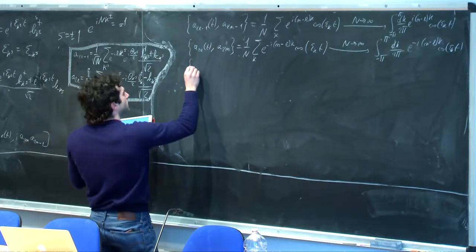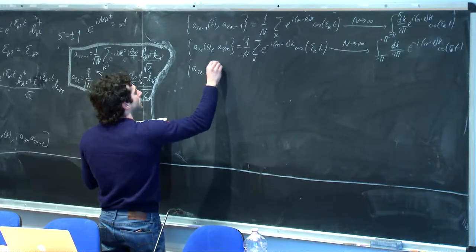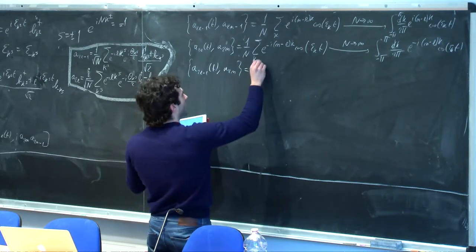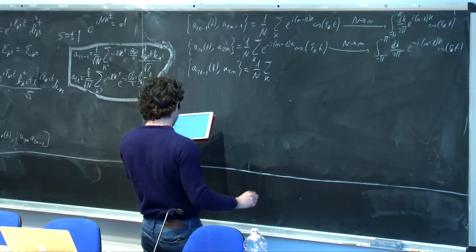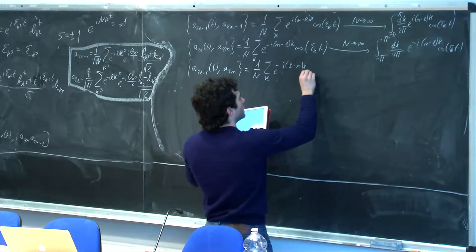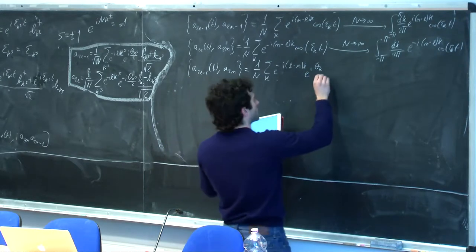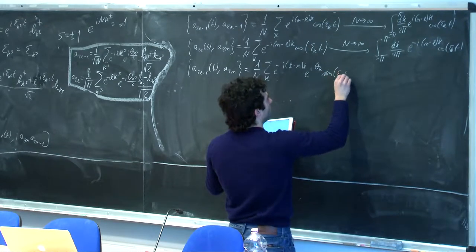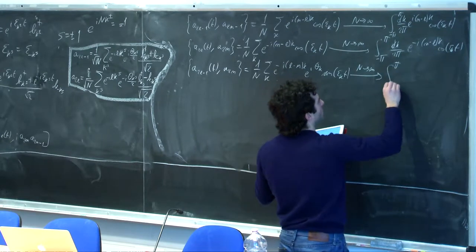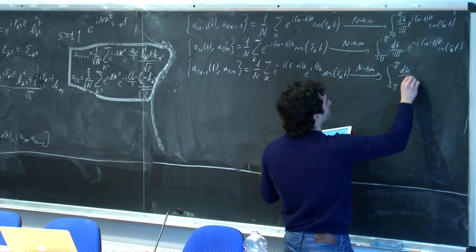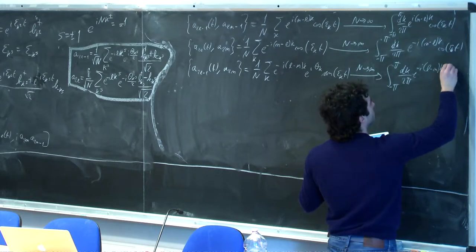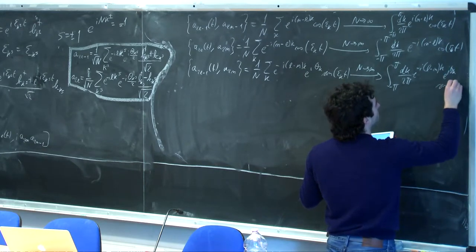Then you have A_{2l-1}(t) with A_{2n}. This is equal to 1 over N, sum over k of e^{-i(l-n)k} e^{i theta_k} sine of epsilon_k t. And in the limit where N goes to infinity, this approaches the integral from minus pi to pi of dk over 2 pi, e^{-i(l-n)k} e^{i theta_k} sine of epsilon_k t.